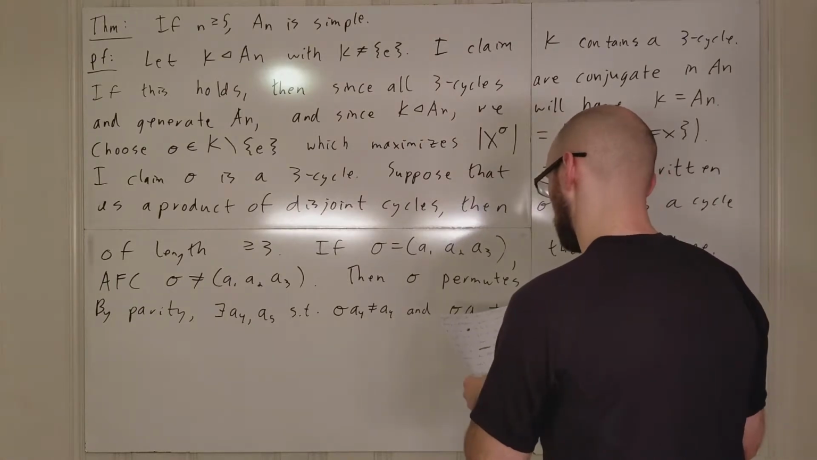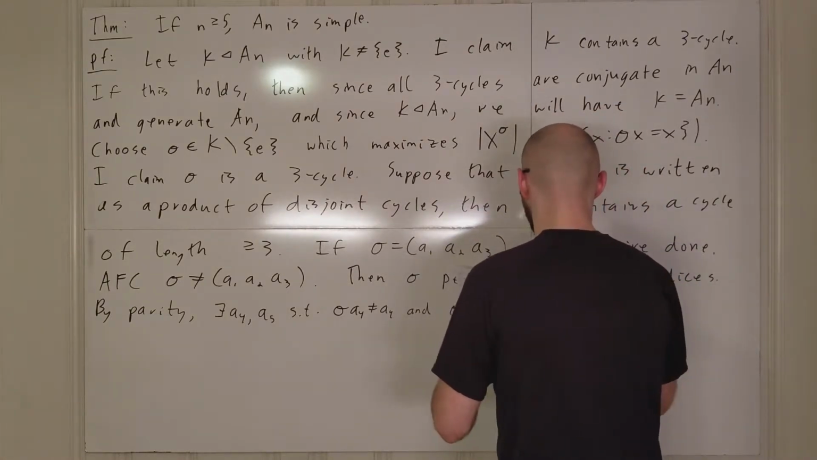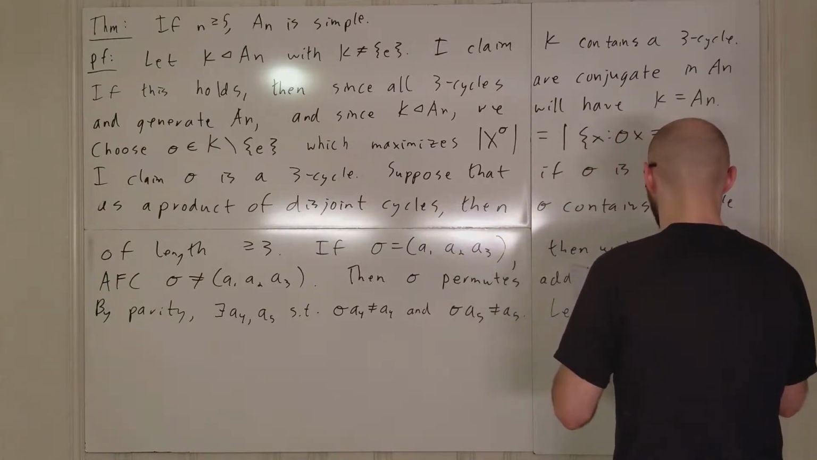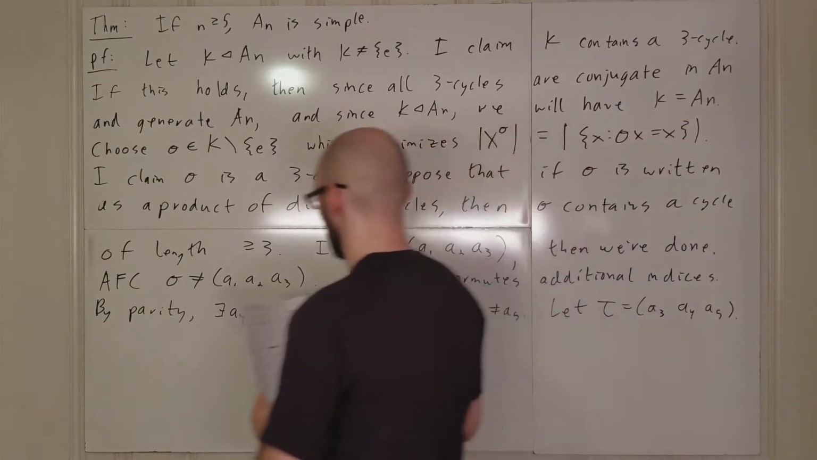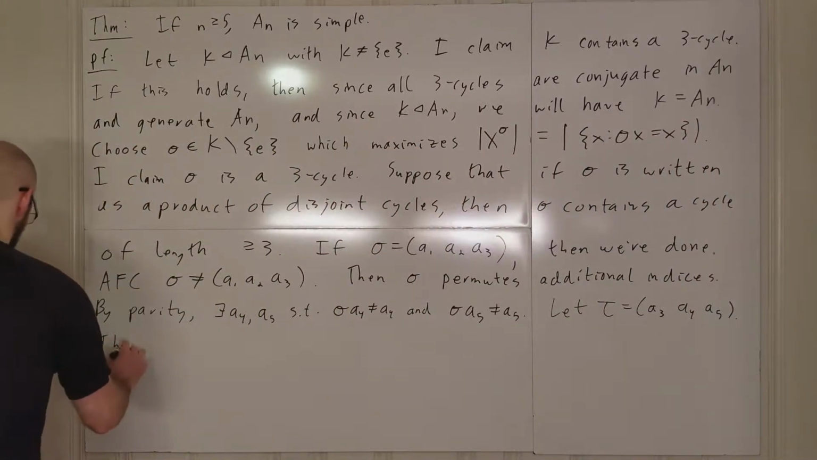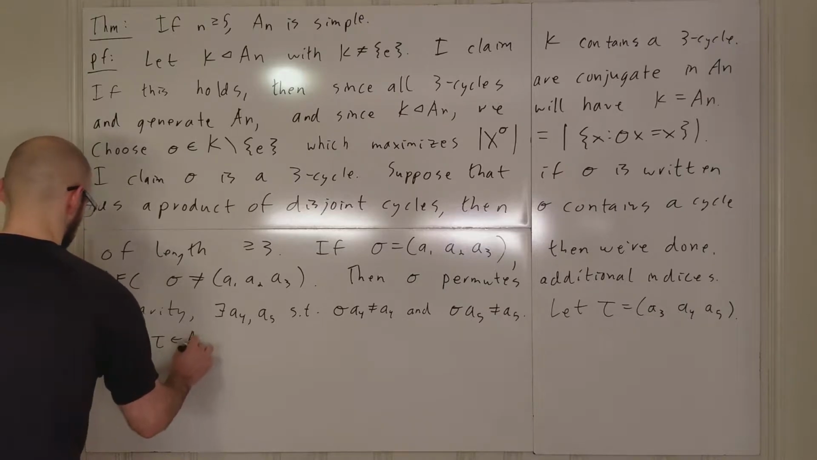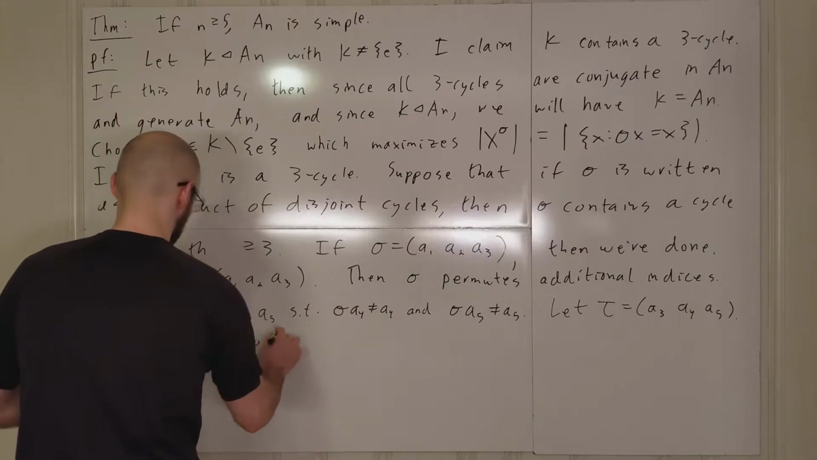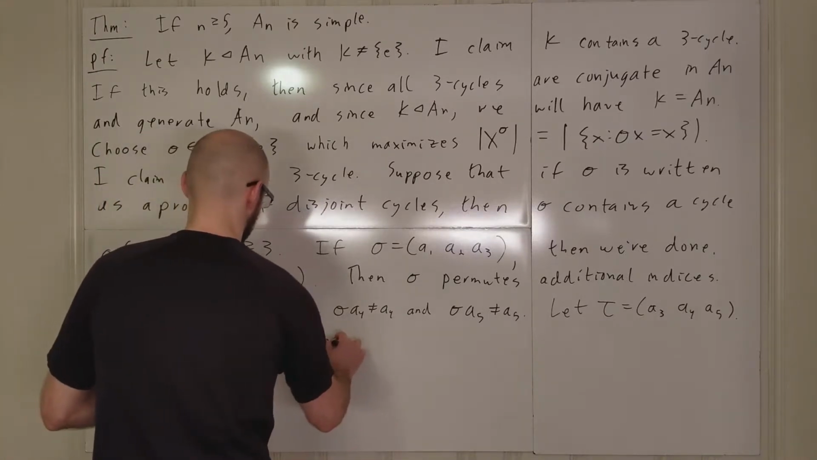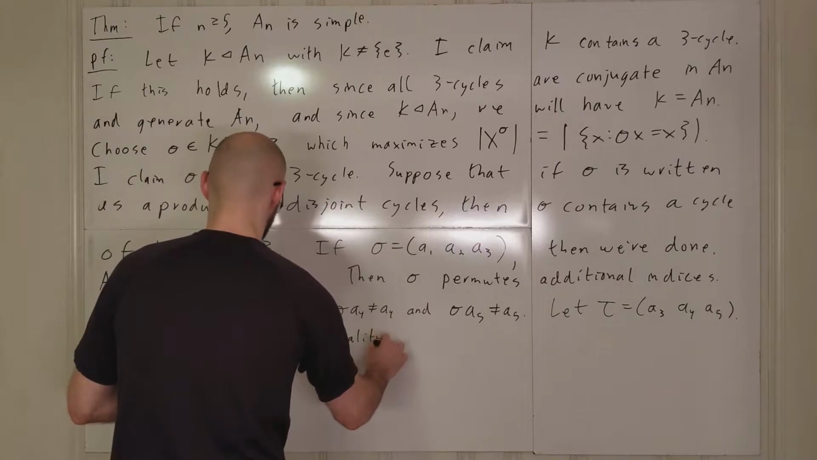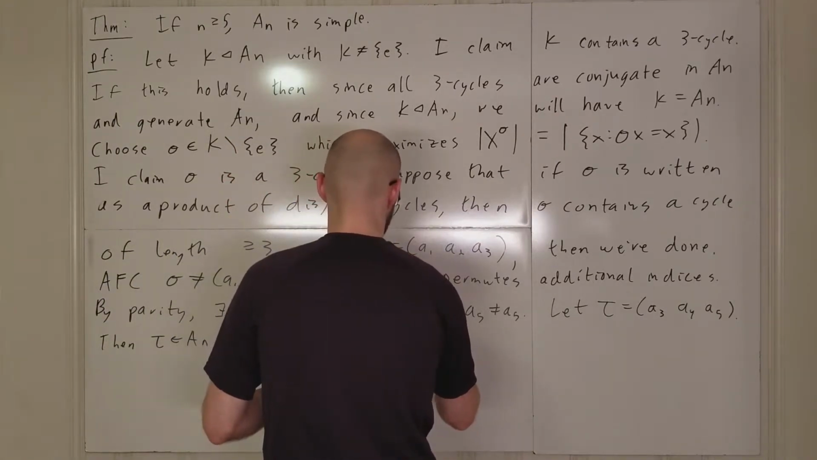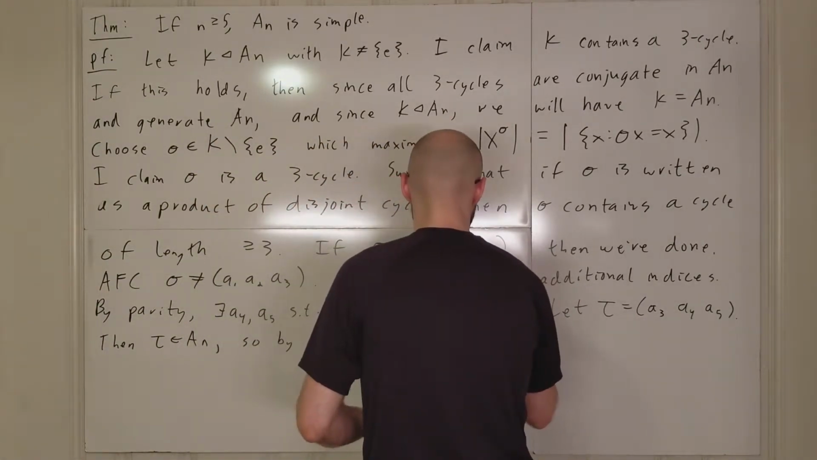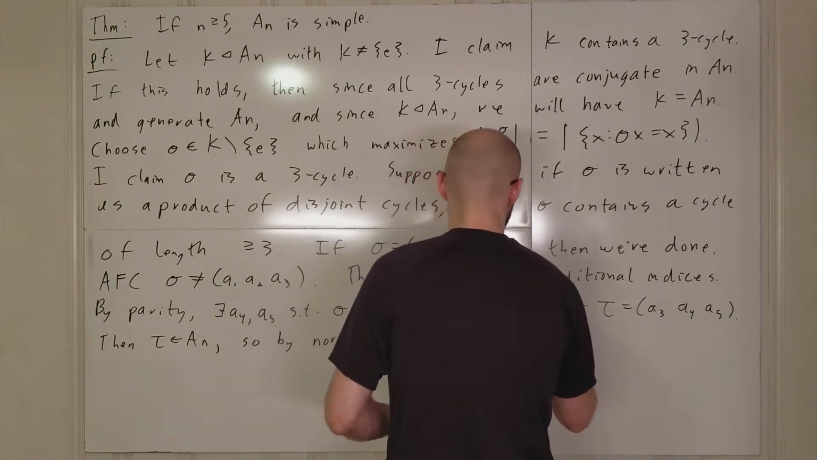Okay, let's see here. Now we're going to let tau be (A3 A4 A5). Then tau is a 3-cycle, so its parity is even, and so it's in A_n. So by normality, let's define sigma prime, a new permutation, to be tau sigma tau inverse sigma inverse.